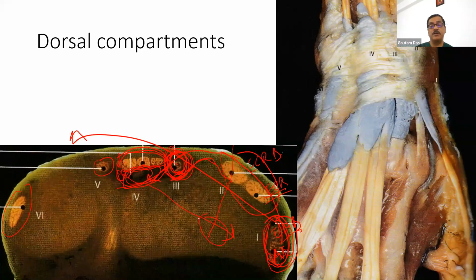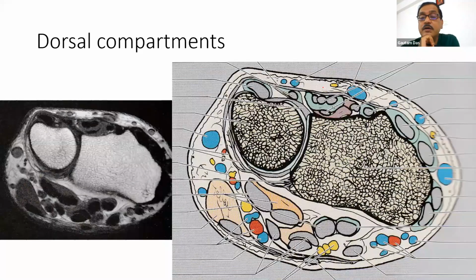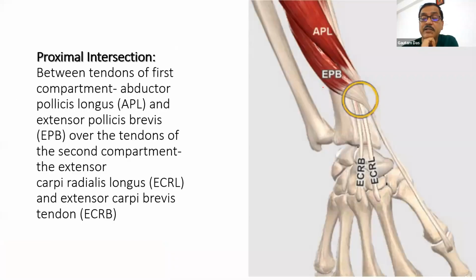Now, this is again one of the sections. Proximal intersection, as I was telling you: the first compartment muscles, abductor pollicis longus and extensor pollicis brevis, are the deep muscles. They will be crossing over the second compartment muscles, extensor carpi radialis longus and brevis. So this is the area of the proximal intersection. That means when these tendons are crossing over the others, if there is overuse, there can be inflammatory changes because of this overuse, and that can be the possible source of the pain. That can be diagnosed nicely with ultrasound as well. So this is the proximal intersection, where the first compartment muscles cross over the second compartment muscles.